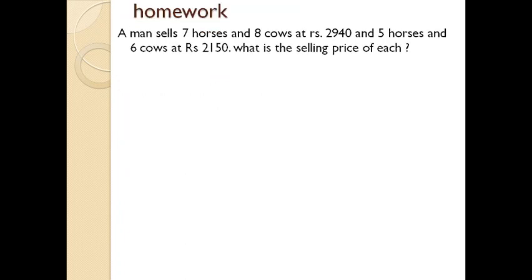Okay, next I have a homework problem. A man sells 7 horses and 8 cows at rupees 2940, and 5 horses and 6 cows at rupees 2150. What is the selling price of each? We don't know the price of each item. For the time being, just assume let horse be x and cow be y. And on the basis of the question, we can frame two equations.